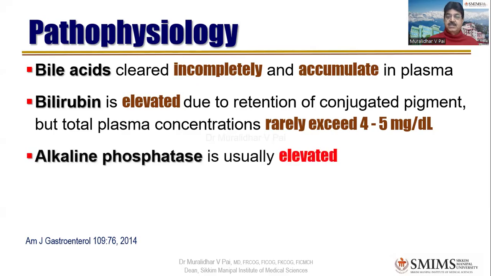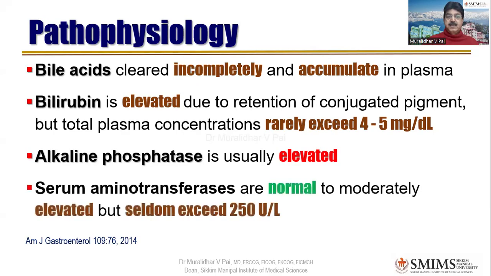Alkaline phosphatase is usually elevated. Serum aminotransferases are normal to moderately elevated, but seldom exceed 250 international units per liter. This is what I was trying to tell you.